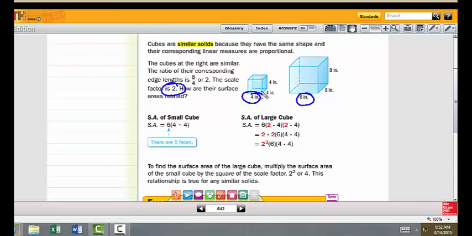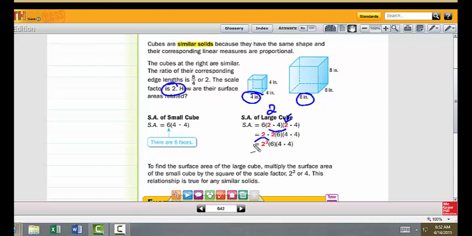Well, for the surface area of the small cube, we have a 4 by 4 side, and we have 6 of them: 4 around the side, the top and the bottom. So we have 6 times 4 times 4, or 6 times 16. That would give us our surface area. In this case, we have the same 6 times 2 times 4 because we have a scale factor of 2. And then we also have the same thing here, 2 times 4. So we would have 2 times 2 right here, times 6 times 4 times 4.